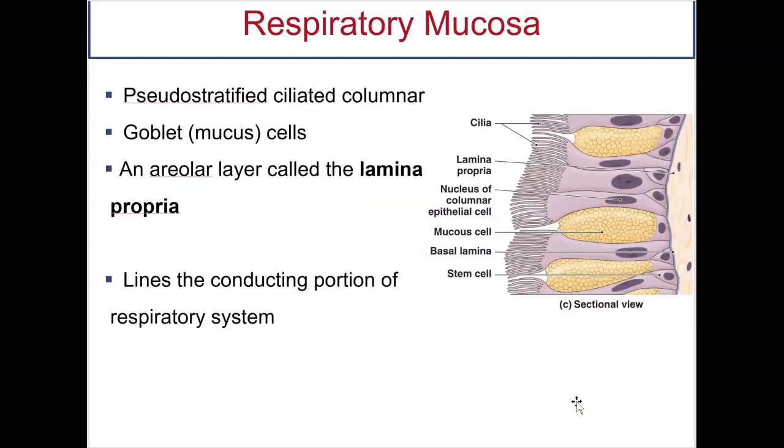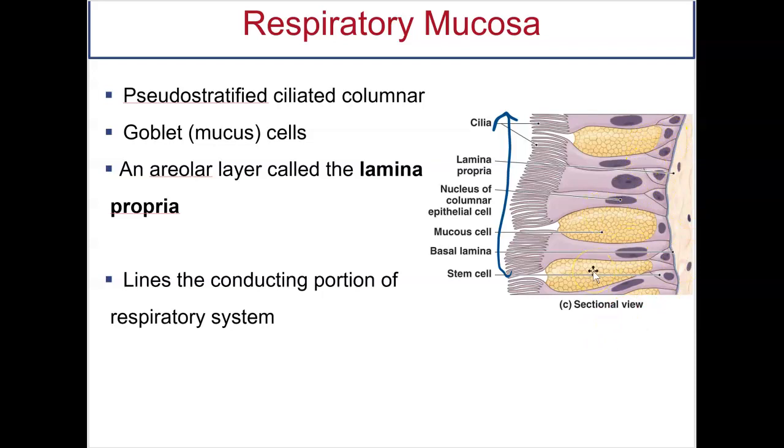We also need to review the mucosa. You probably remember pseudostratified ciliated columnar epithelial tissue. The cilia are going to move, right? Cilia move, and they're going to help move organisms up and out and clean your respiratory tract. Lots of goblet cells.